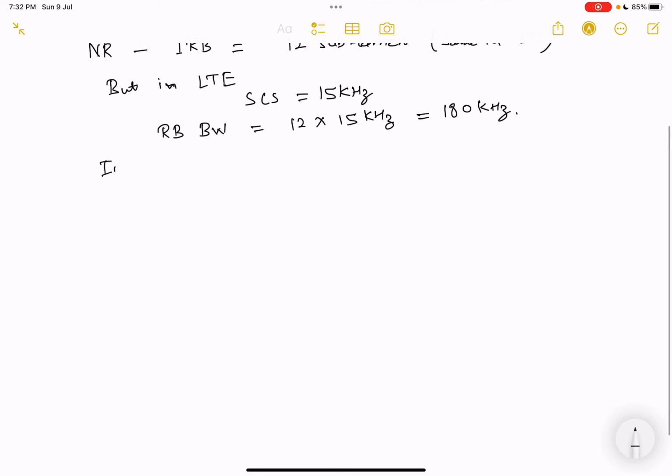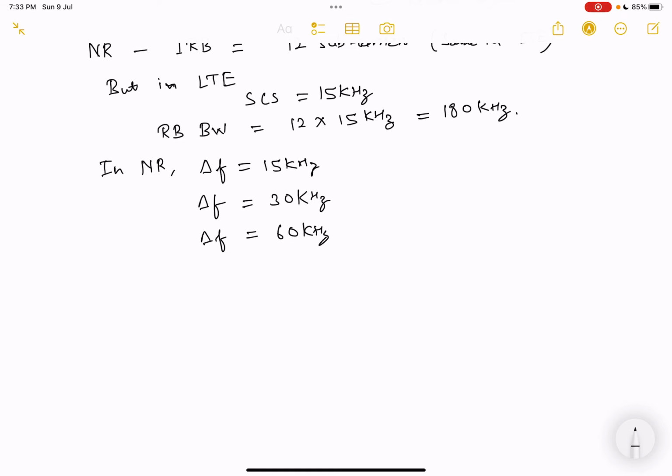In NR we support other SCS also. So in NR we support SCS of 15 kilohertz, 30 kilohertz, 60 kilohertz, then we also support 120 kilohertz and 240 kilohertz. So this many subcarrier spacings we support in NR.